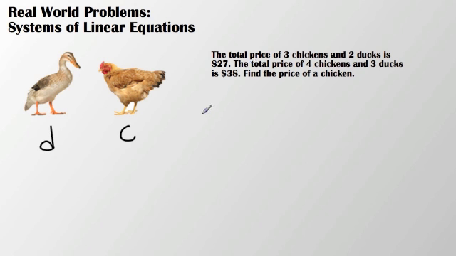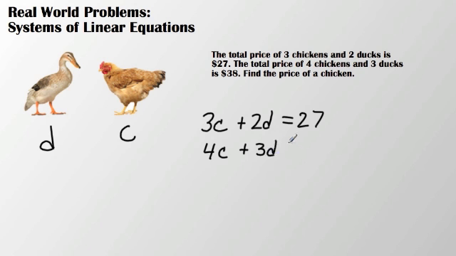So the total price of 3 chickens and 2 ducks is $27. The total price of 4 chickens and 3 ducks is $38. Find the price of a chicken. Alright, so now that I have my problem set up, I have to decide whether I'm going to use elimination or substitution. And in this case, the numbers really don't come out all that evenly.